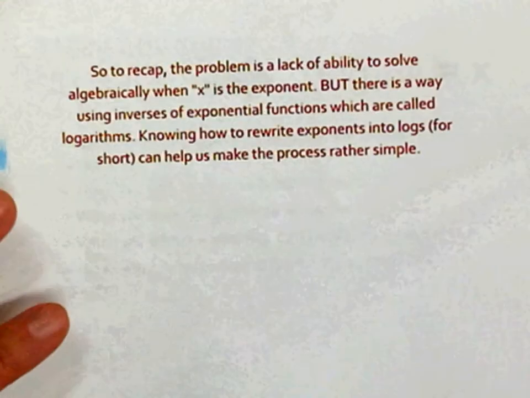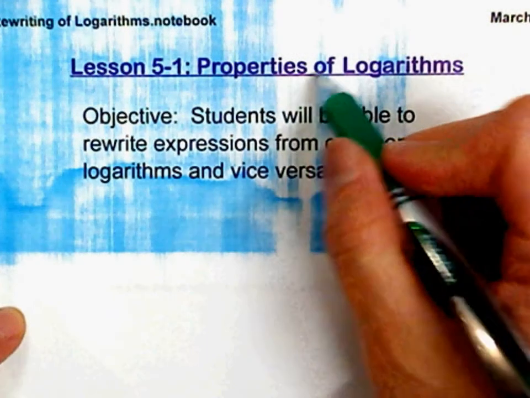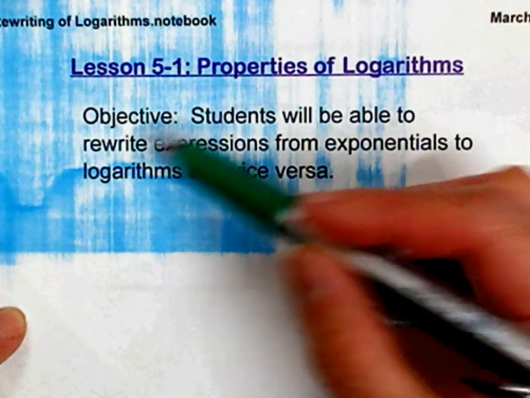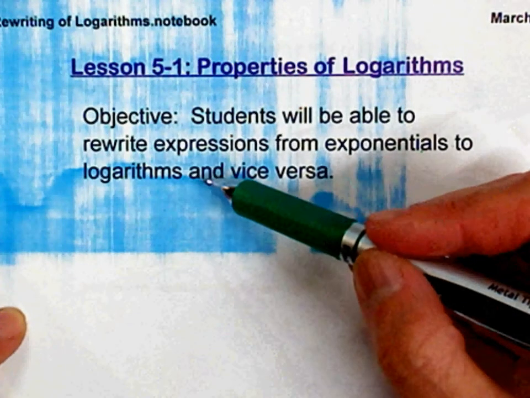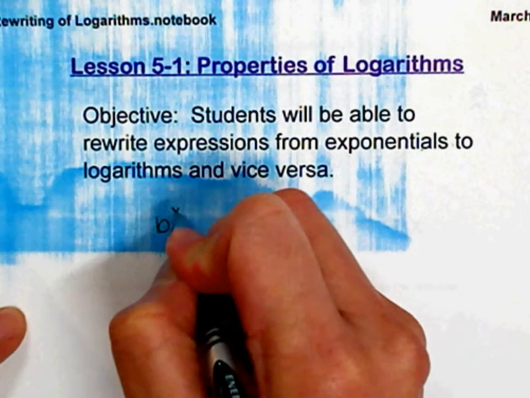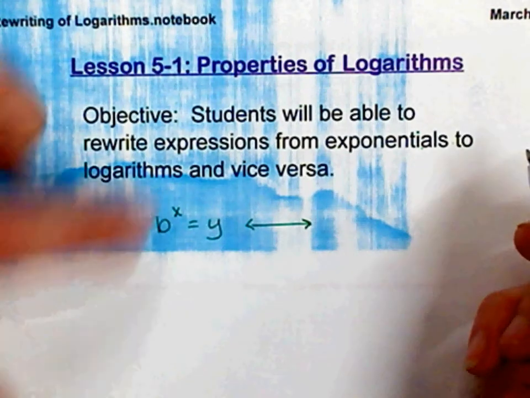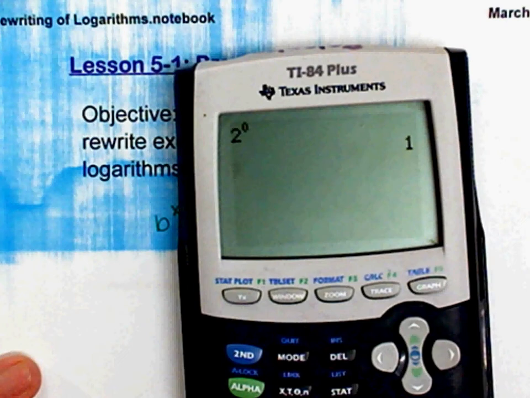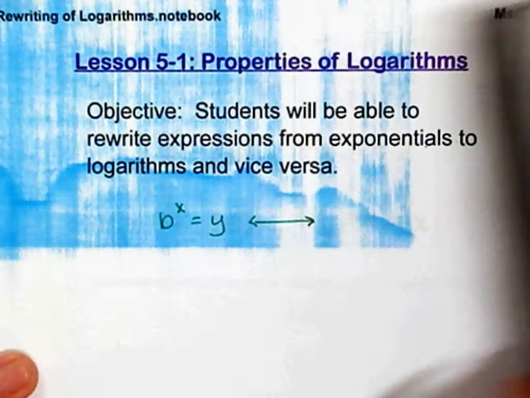Alrighty. So today's assignment is 5-1, Properties of Logarithms. Your objectives: students will be able to rewrite expressions from exponential to logarithmic and vice versa. So you're going to learn to write the base to the x equals y. And I want to solve for the exponent. And on the calculator, last unit, you guys did the y equals. You would type it in and do second table. From here, we're going to learn to find it exactly.